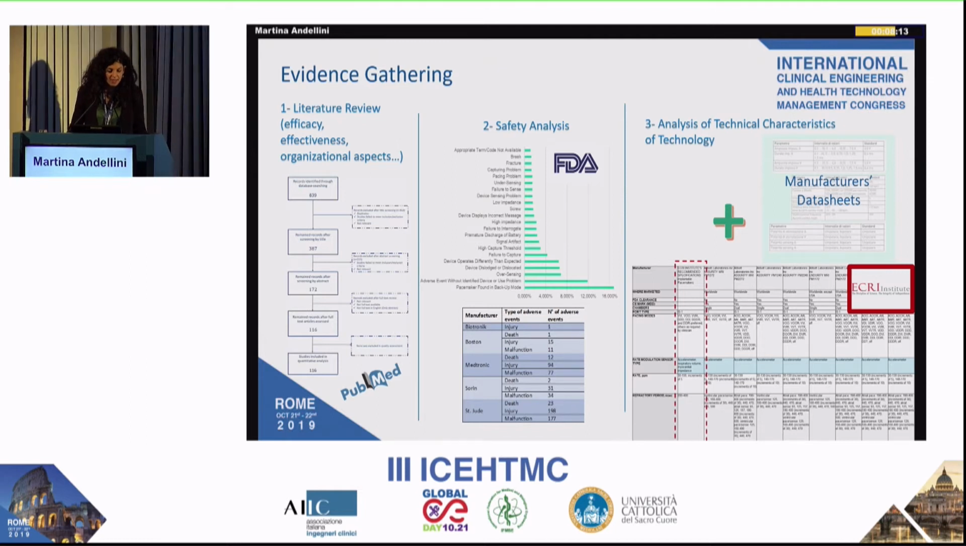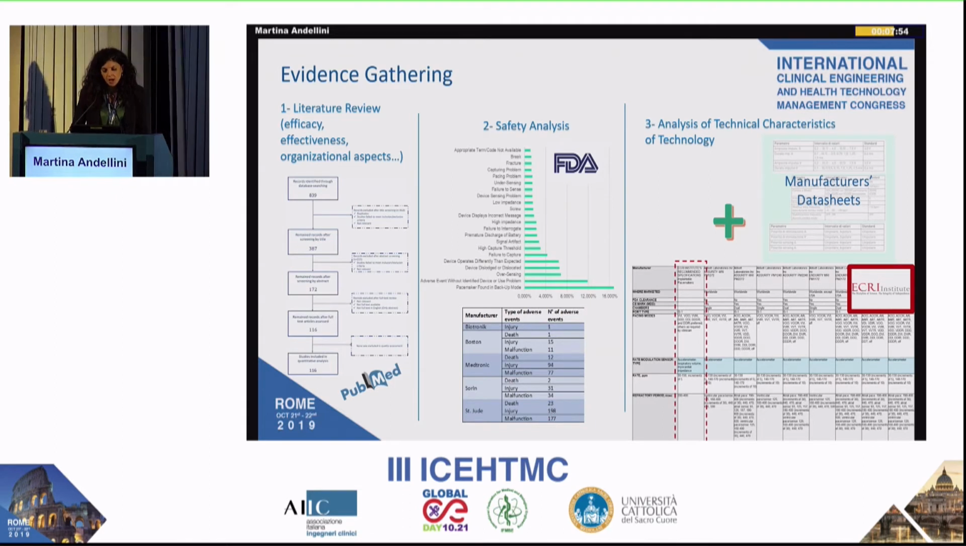We gathered evidence as a first step from PubMed, carrying out a literature review, and we wanted to gather evidence on efficacy, effectiveness, cost and economic evaluation, organizational aspects, and so on, and all domains outlined in the EUnetHTA Core Model. The second step was the safety analysis.